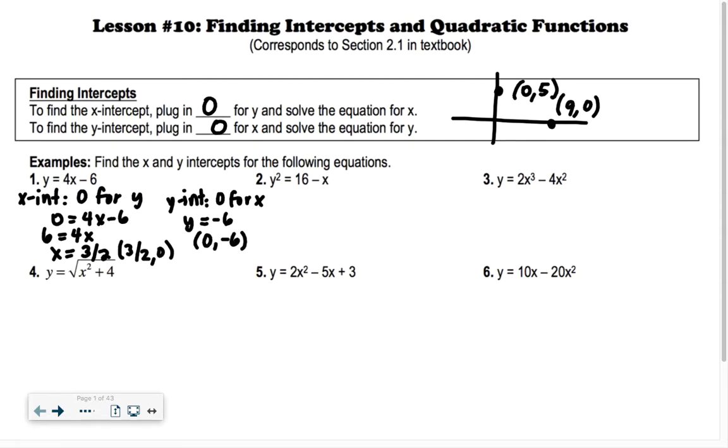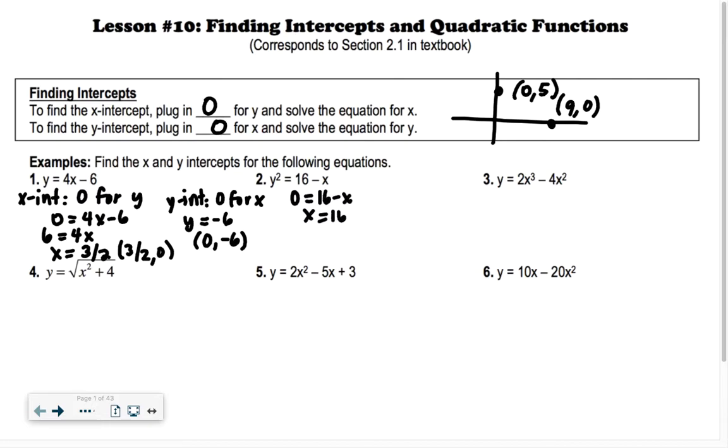A lot of times I don't write all of this information down each time. I just cover up the thing with my finger. Do you guys remember me doing that last year? If I'm plugging in 0 for y, I would cover up the y squared and think, okay, 0 is equal to 16 minus x. So what is x equal to? 16, right? If I have 0 equals 16 minus x, I get x equals 16.